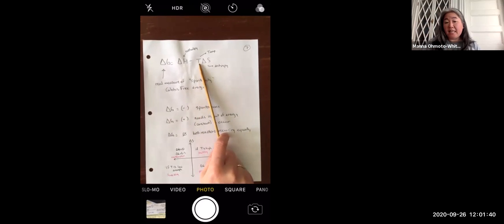And then minus T delta S. Temperature is T and delta S is entropy, and T can be in degrees Celsius. It doesn't have to be in Kelvin. And it's a subtractive factor.